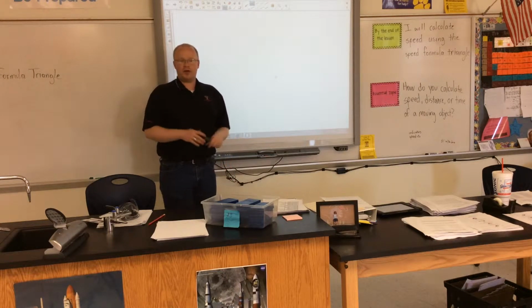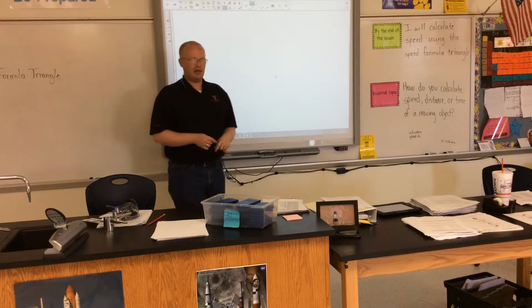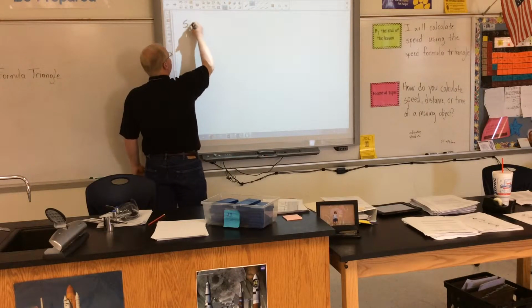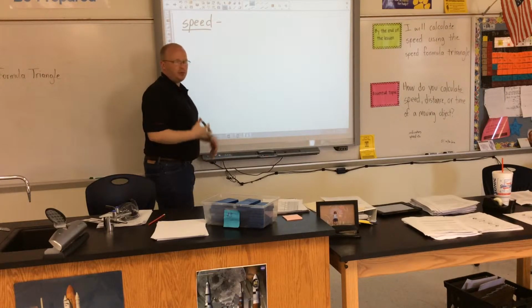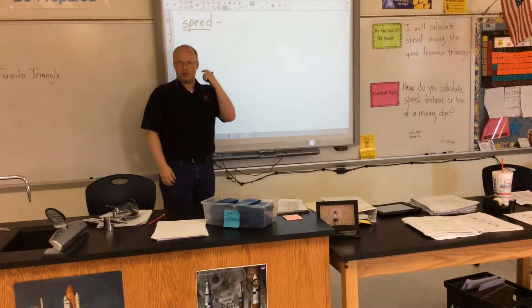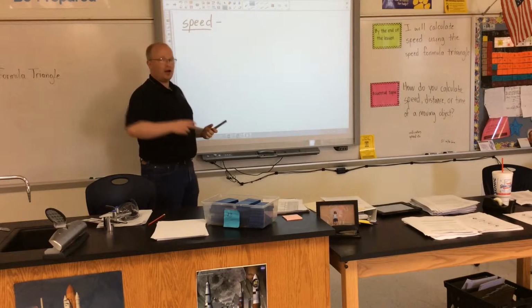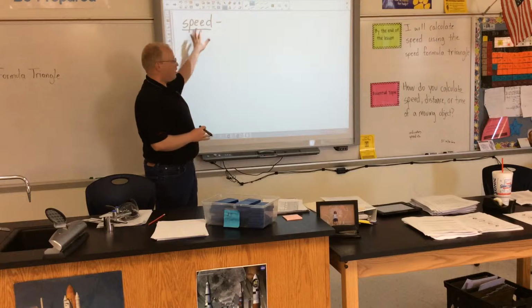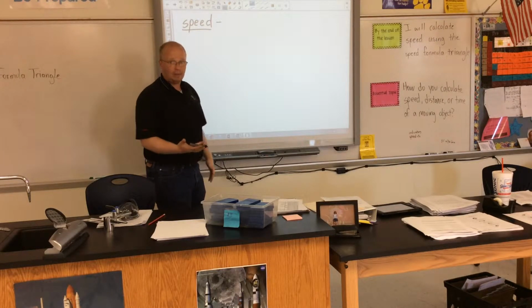Alright, so this video is going to cover the speed formula triangle and how to calculate speed. So let's start just by defining speed. Speed is something that you've dealt with all of your life. You've dealt with it with a car, maybe an airplane if you've been on an airplane, running, anything like that. Speed requires two things. So think about what those two things might be. In order to get a speed, you need a distance and you need a time.